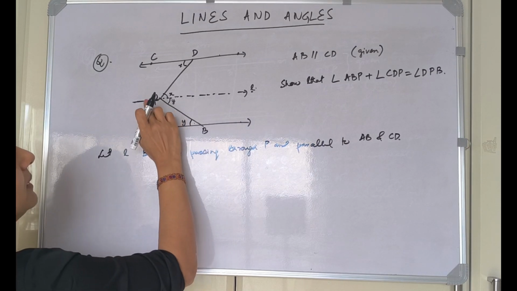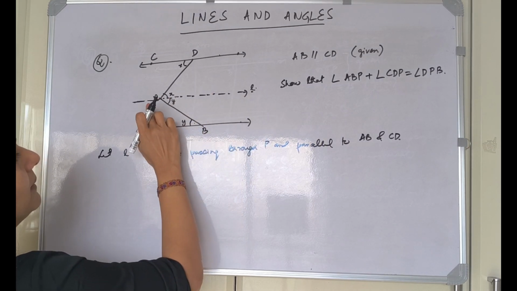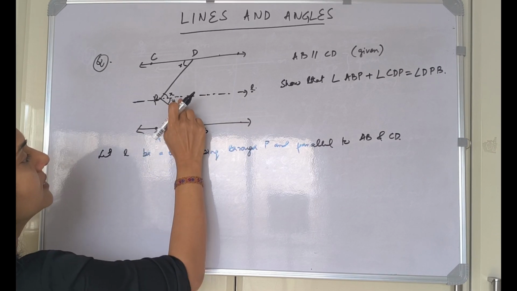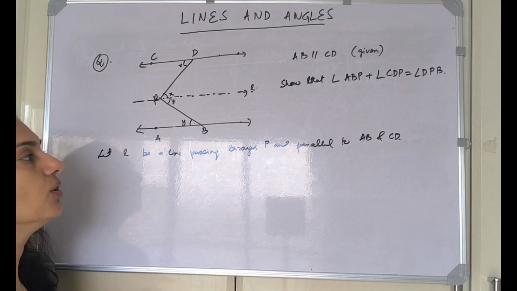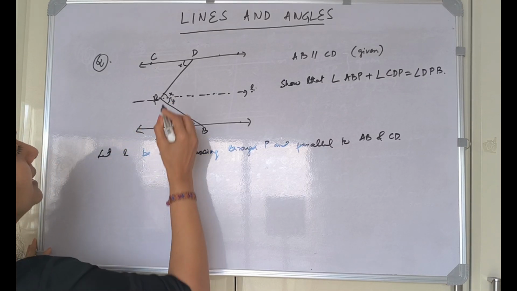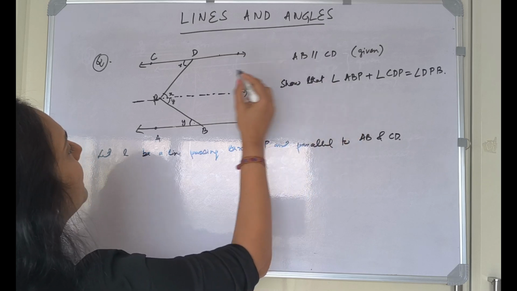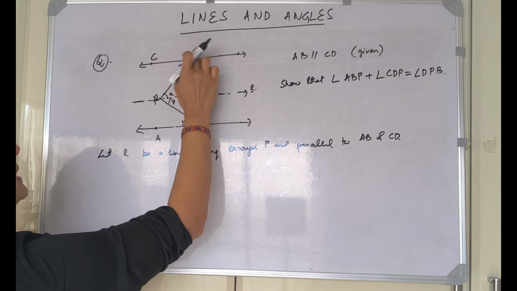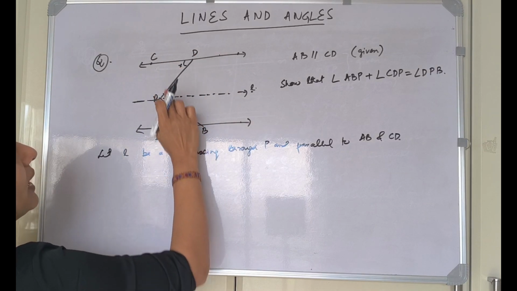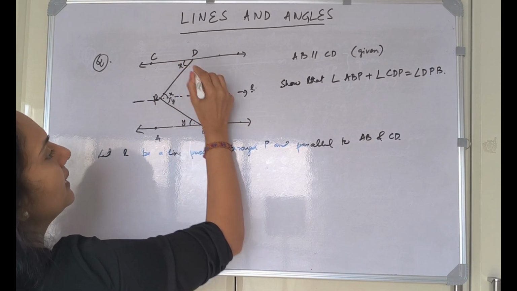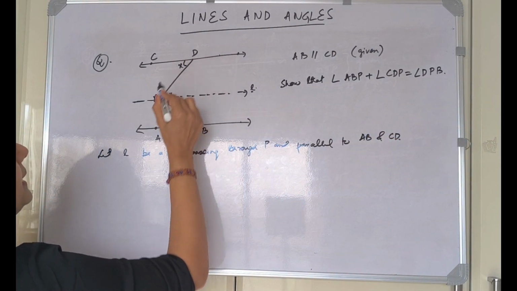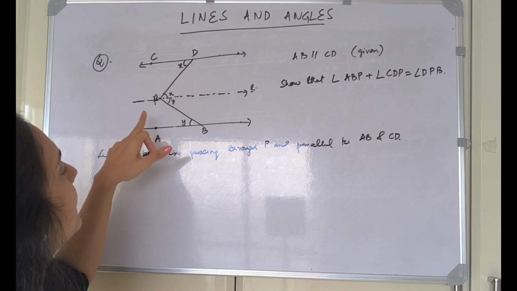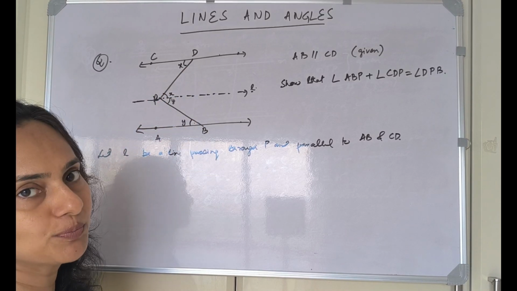Why? For the same reason, this line and this line are parallel. PL and AB are parallel to each other. So these two are alternate angles, so they are equal. Now see, angle ABP is Y, plus angle CDP is X. So Y plus X we are getting, and DPB is also X plus Y. So we are getting angle DPB is equal to X plus Y. So we are able to prove it.